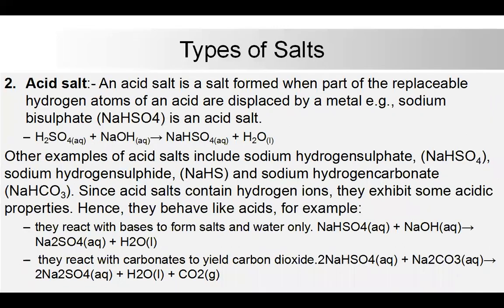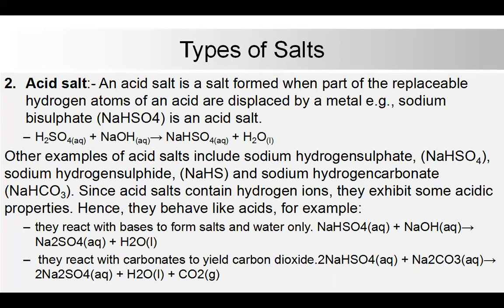Moving on, let's see the other type, the acid salt. The acid salt is formed when part of the replaceable hydrogen atoms of an acid are replaced by a metal. Sodium bisulfate is an example of such an acid salt. So in the reaction sulfuric acid plus sodium hydroxide, you get sodium bisulfate plus water. Other examples of these acid salts include sodium hydrogen sulfate, sodium hydrogen sulfide, and sodium hydrogen carbonate.